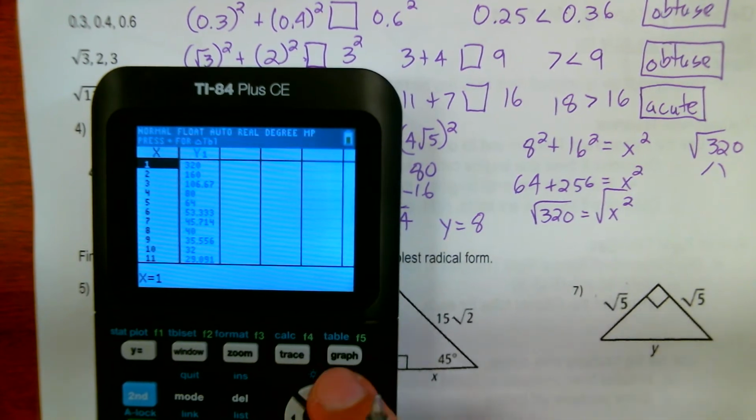And I want to see if there are any perfect squares. Okay, there's a 4 and an 80. 4 is a perfect square. There's a 5 and a 64. 64 is a perfect square. And I don't think we can get any higher than that.